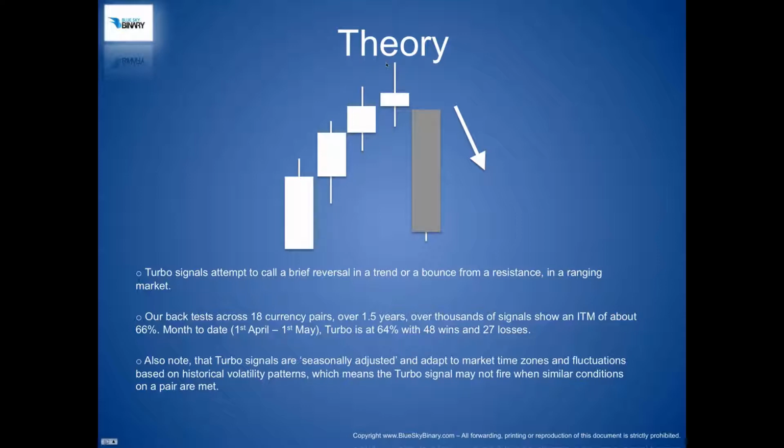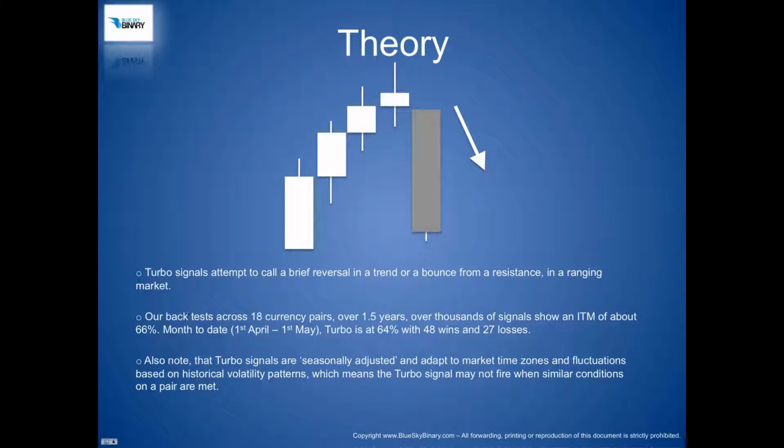So let's go over the theory very briefly. Turbo signals attempt to call a very brief reversal or a bounce from a resistance in a ranging market. Essentially, when the price moves up a lot and it hits a resistance point, and normally it could be a technical resistance or a Bollinger-based resistance, the turbo signal will run some calculations and effectively try and call the reversal. And this reversal, because it's only 5-minute expiries, might be just a short interim reversal in a larger, broader uptrend or downtrend.